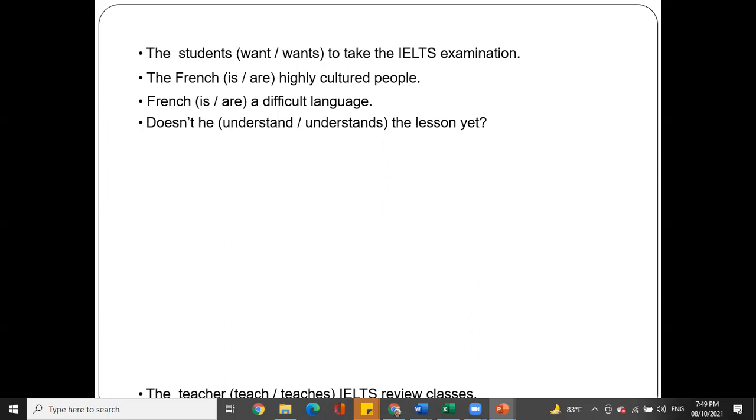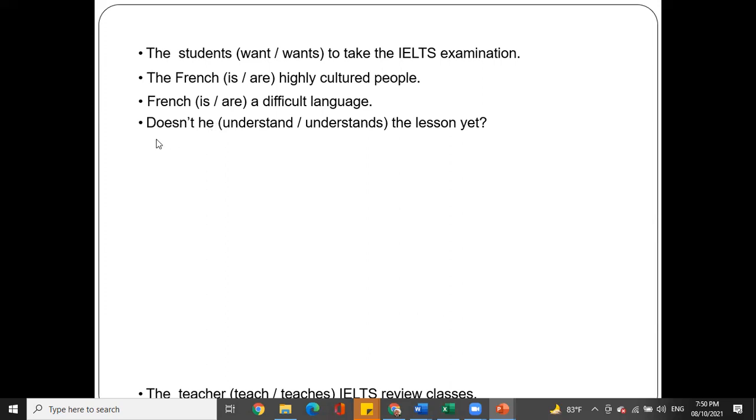Amit, could you answer this for me? Doesn't he understands the lesson yet? One more time, Amit. Doesn't he understands the lesson yet? That's what you call a double conjugation error. The subject is he. Doesn't he understand the lesson yet? Understand. Don't forget.